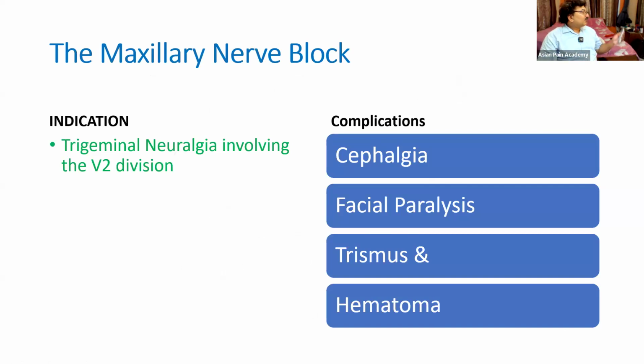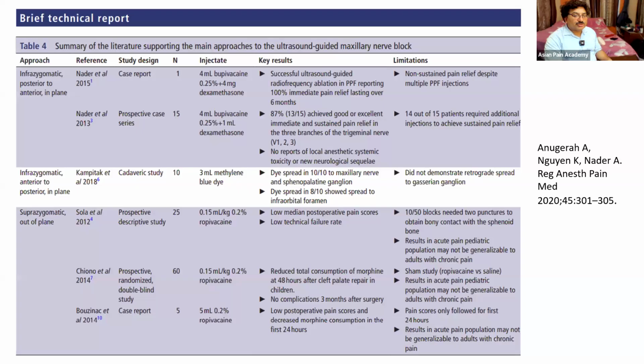Now what are the indications for the maxillary division block? First of all, it is trigeminal neuralgia when it is involving the maxillary division. The complications include cephalalgia. Sometimes there could be accidental block of the branches from the facial nerve, then it can cause facial paralysis. Then trismus and hematoma formation can be possible.